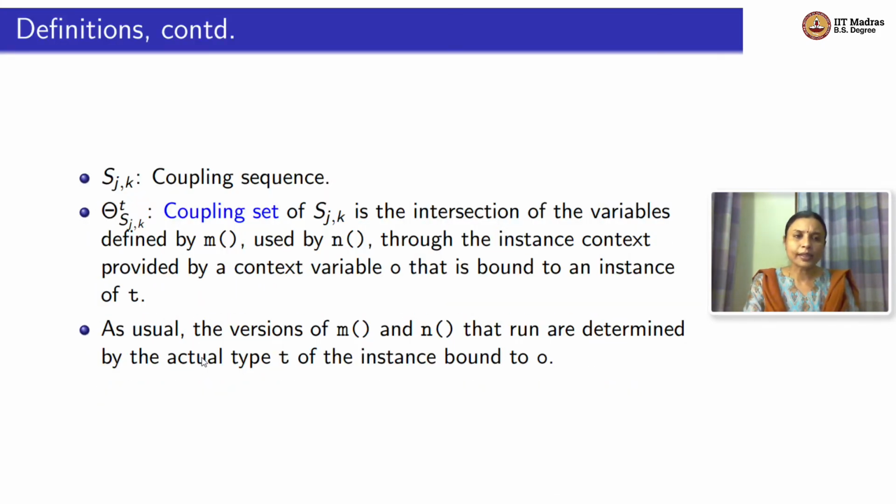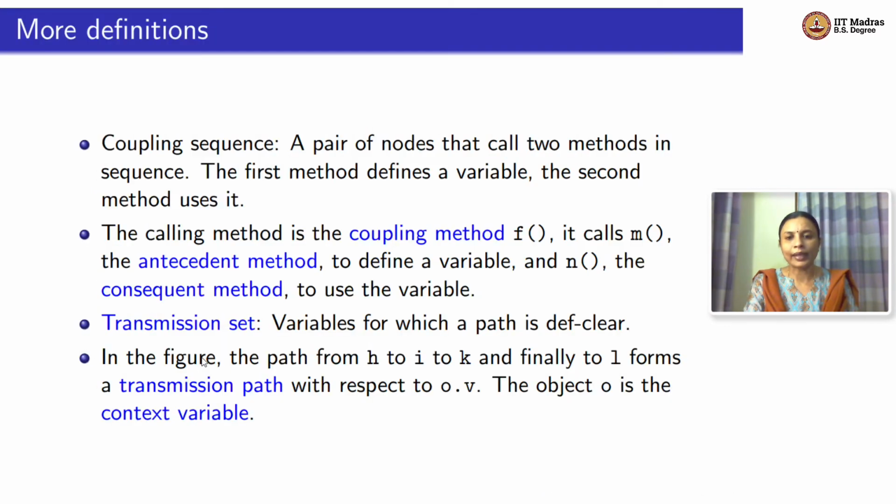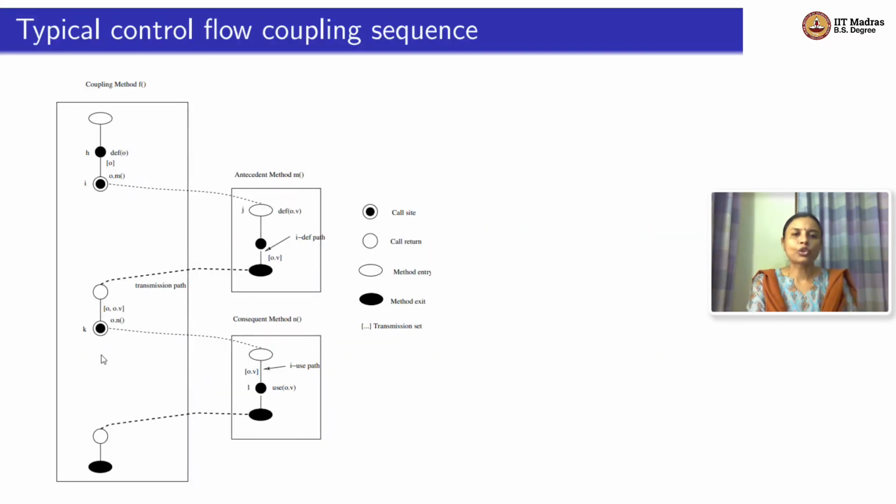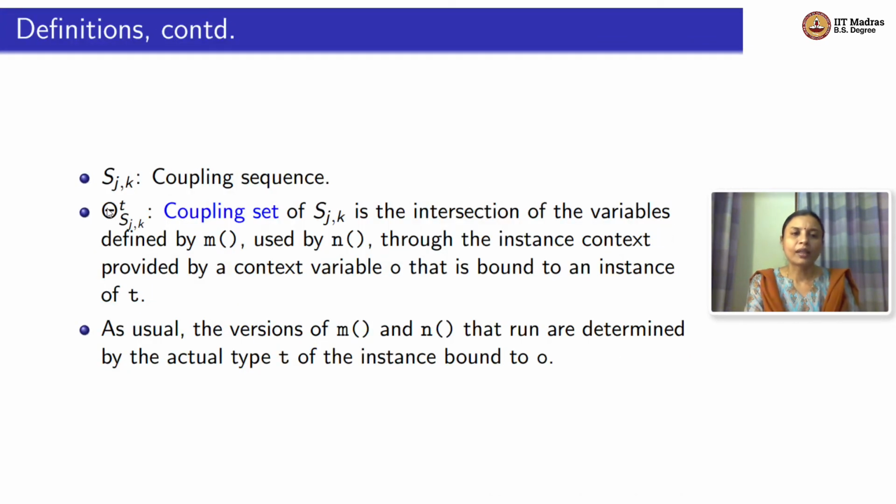We call such a sequence a coupling sequence, the sequence from s, j here back to k. One caller method, antecedent method, control back at the next call site to the consequent method. That's called s j k. Then one more definition: theta s j k superscript T is the coupling set of this coupling sequence s j k. It basically represents the intersection of the variables defined by m, used by n, through the instance context provided by a context variable o that is bound to an instance of T. Is this clear? Basically, take all the variables that form the coupling set.